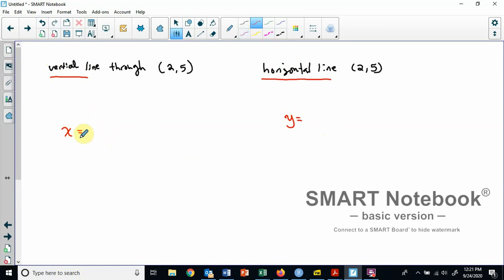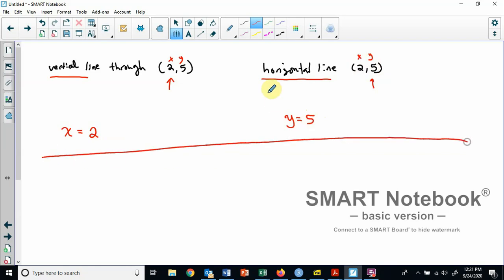And it's really easy to write these equations because it's x equal to, what's the x value from this point? 2, remember, because that's x, y. So a vertical line will just be x equals 2. What's the y value from this point? 5. So a horizontal line will just be y equals 5. So I can write these really quickly with no work.